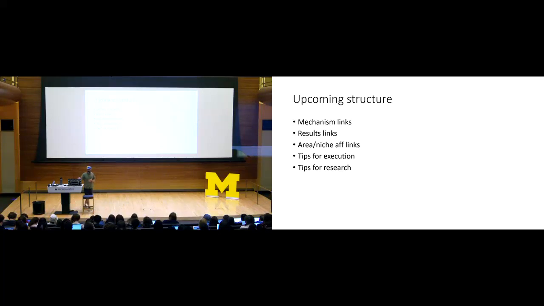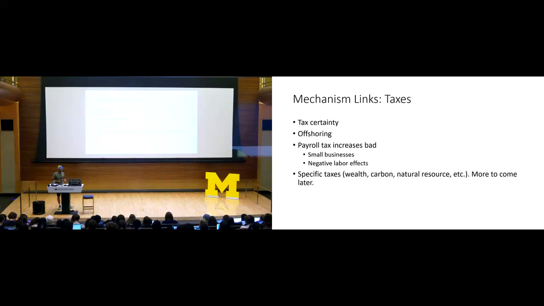That's not really as true for the results area links, which are more about basically if the affirmative solves something, you're impact turning that thing. So most of these first link arguments that we're going to talk about would pair very well with a pick or an advantage counterplan.